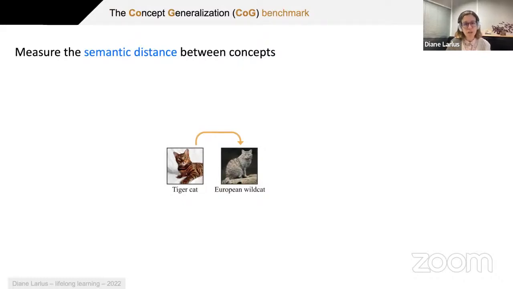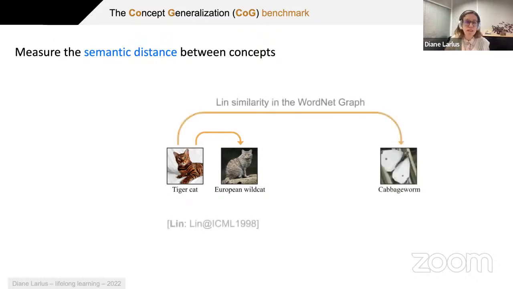To build such a benchmark, first we need a way to define what is the semantic similarity between concepts, right? The intuition behind is that a tiger cat and a European cat are more related than a tiger cat and a cabbage worm.